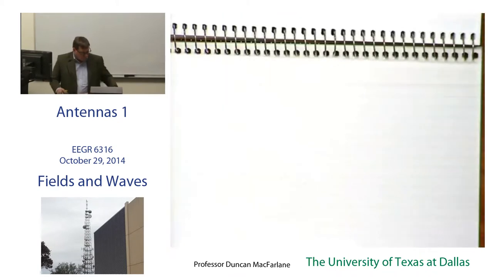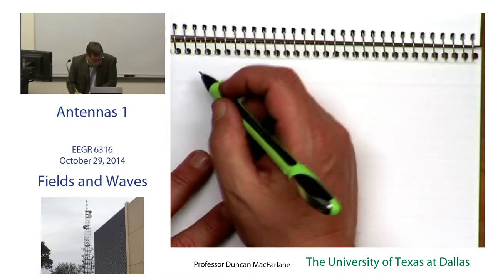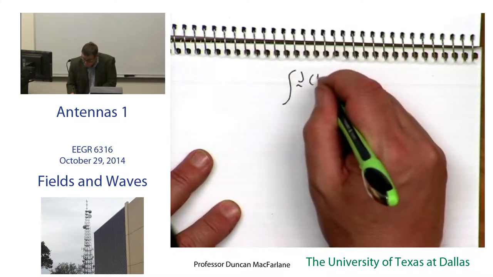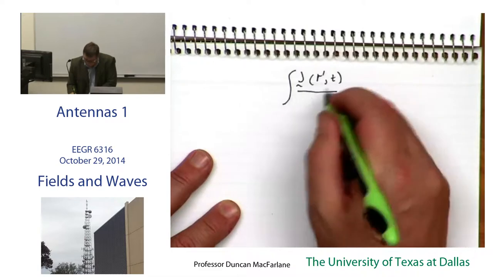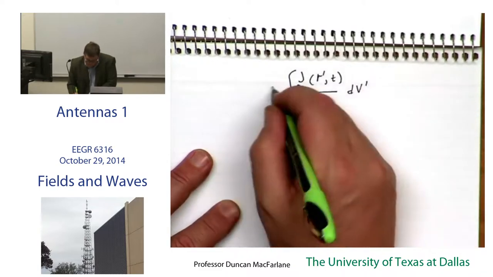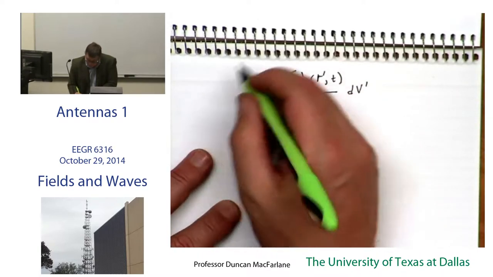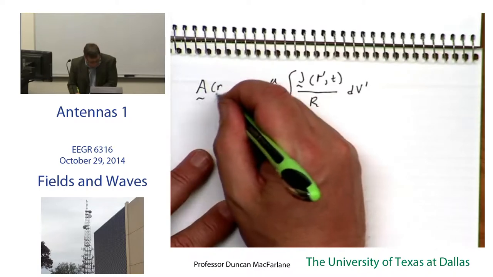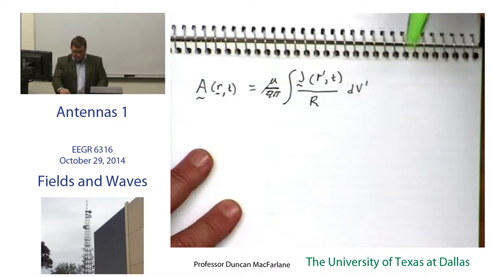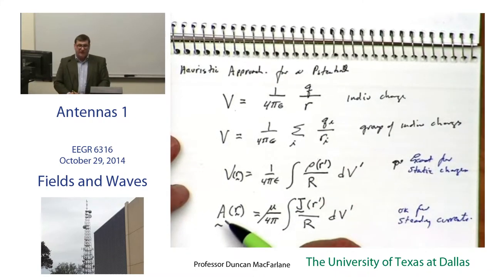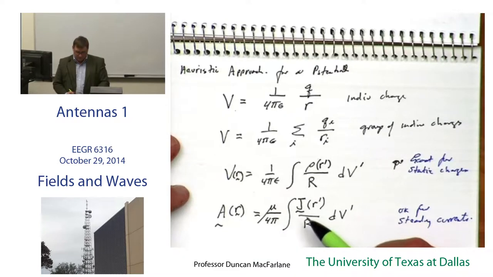Now, well, we don't have steady currents in our problem. Oh, let me also point out one other thing. I messed up here. A is a vector, and then because J has a current, it has a direction, J is also a vector. So this is just a scalar expression, and this is actually a vector expression.